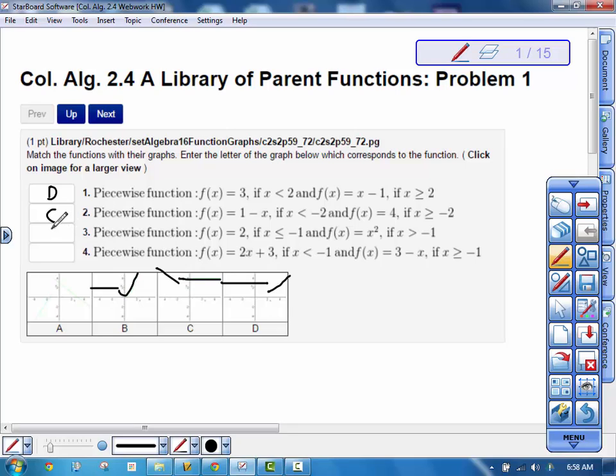And then the last one, it's a line with a slope of 2, which is obviously this one, and then it's another line with a negative slope. So it'd be A.